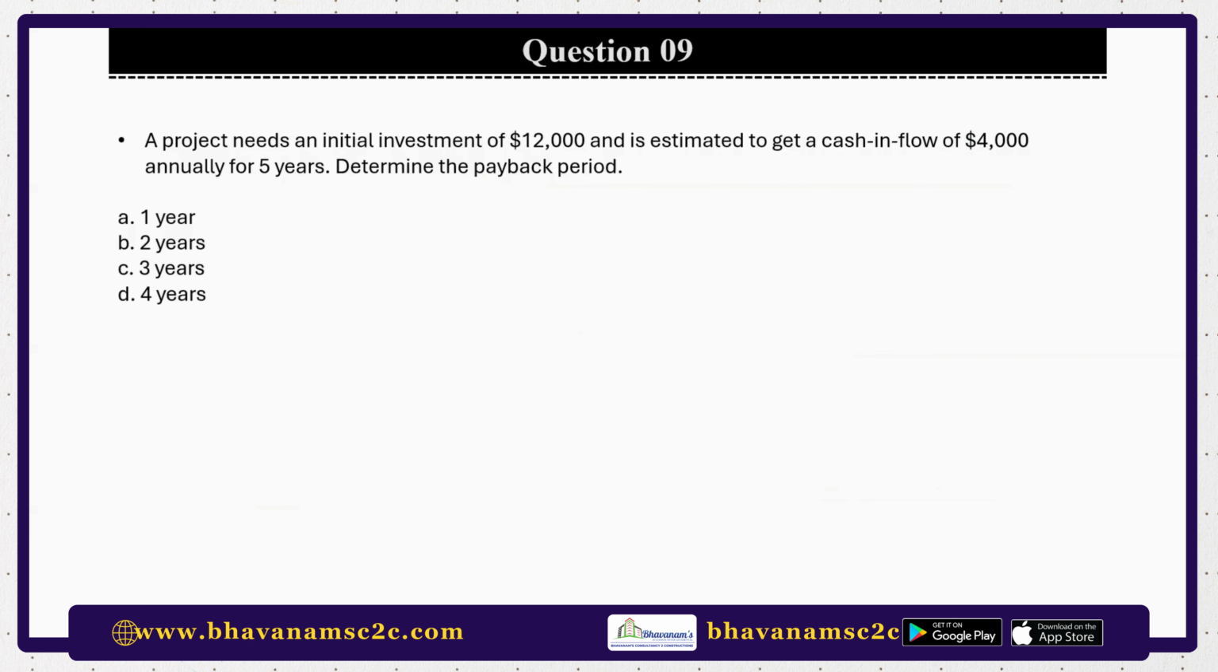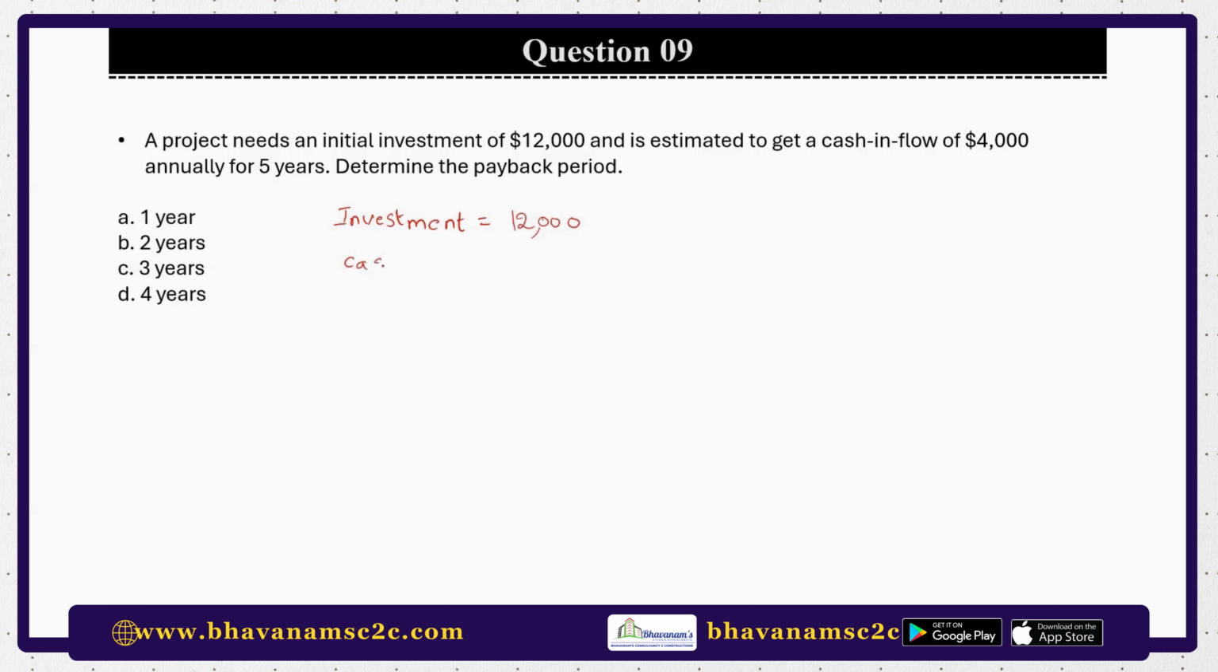Upon reading the question, a project needs an initial investment of 12 grand and is estimated to get a cash inflow of 4 grand annually for 5 years. Determine the payback period. It means that you put a certain amount as an investment and you are getting something in return for 1 year. So how many years or how much period you require in order to match your returns with the initial investment is the payback period.